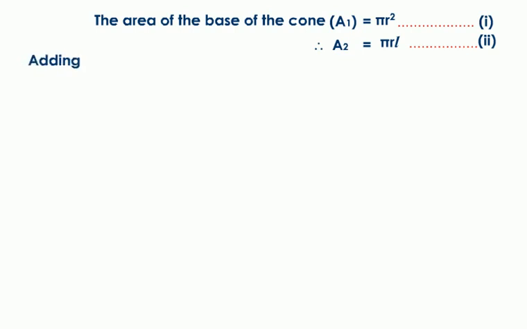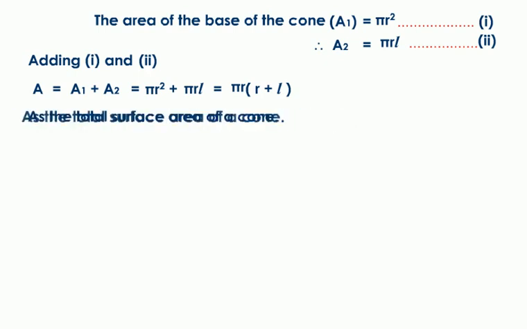Now adding equation 1 and equation 2, we have A equals A1 plus A2. That gives us pi R square plus pi R L. Now, taking pi R common, we write pi R into R plus L as the total surface area of a cone.